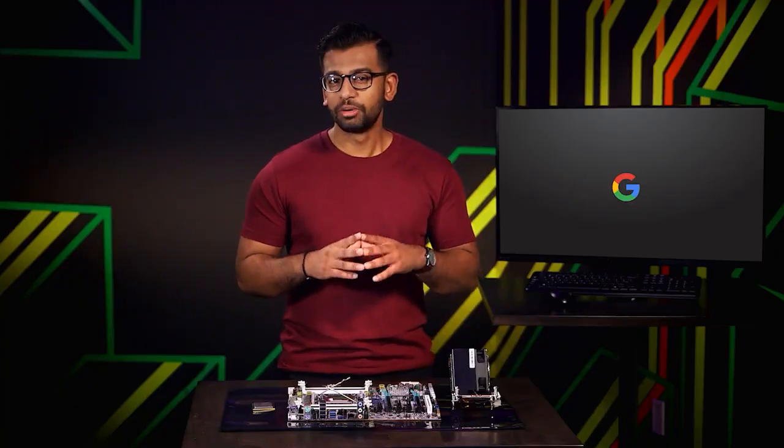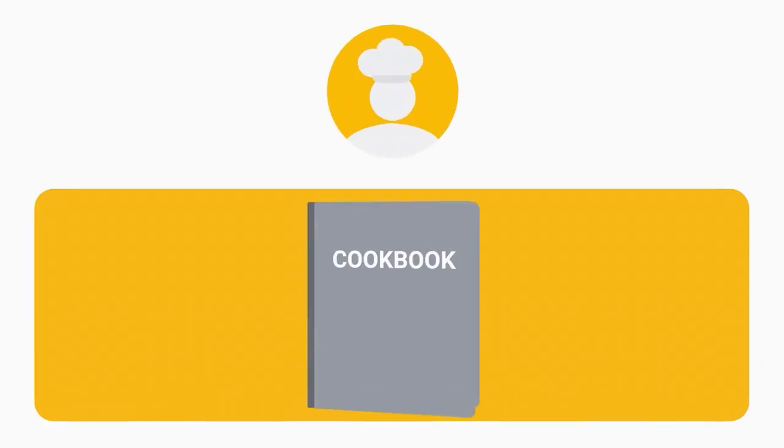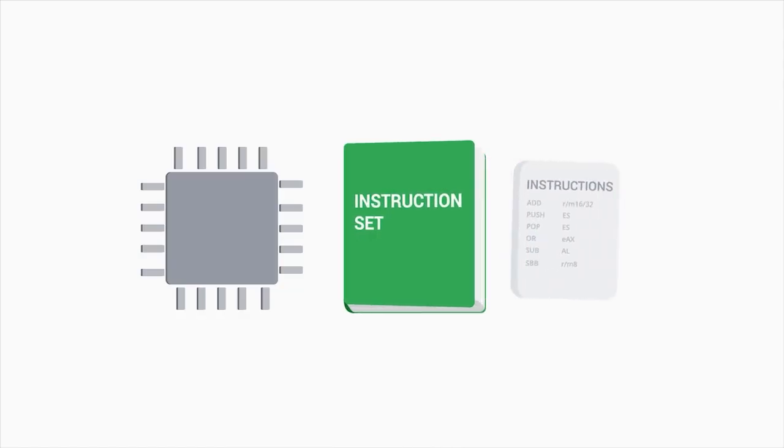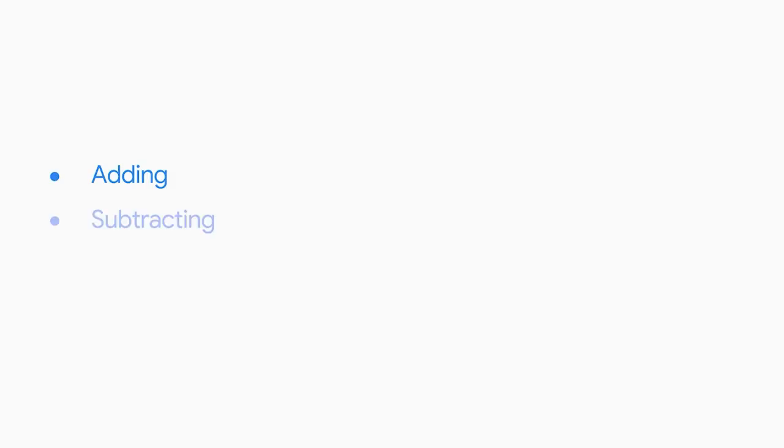Remember that translation book that I talked about in an earlier lesson? The CPU uses this to translate and perform functions on our data. This translation book is called an instruction set, which is literally just a list of instructions that our CPU is able to run. Functions like adding, subtracting, copying data are all instructions that our CPU can carry out.